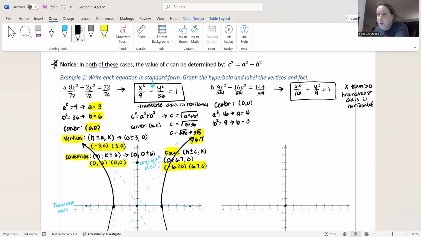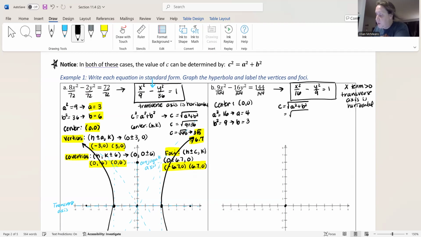Okay, we need to do a little work to find c. So remember, there is a Pythagorean relationship here, and it is c squared equals a squared plus b squared. And in the previous example, we did a little work and we said, okay, well, we can just say that c is the square root of a squared plus b squared.